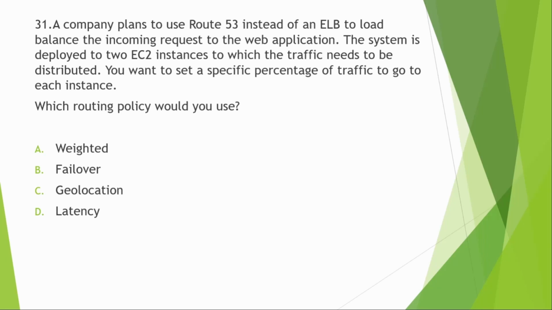Failover is incorrect because it is an active passive failover configuration for your web application, not a weighted one. Okay, coming to geolocation. Geolocation is more suitable when it is based on the location of your user, not for distributing a specific percentage. Latency is incorrect because you cannot set a specific percentage. Here they are clearly mentioning in the question they want to set a specific percentage, so weighted is the only correct answer.